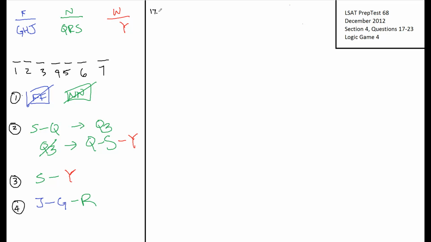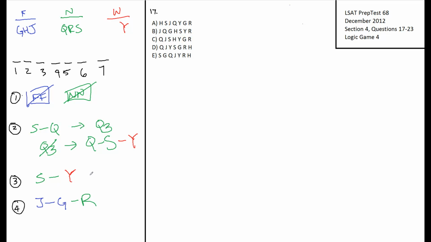Okay, so 17 is your acceptability question, and it's the only one that is, I think, reasonably simple in this game. It says, which of the following is an acceptable order for editing the articles from 1st through 7th? This is just your simple process of elimination mechanism once again. So all right, those are the answer choices. Let's just go through them with some red ink.